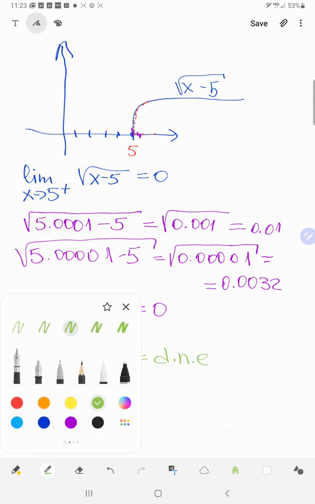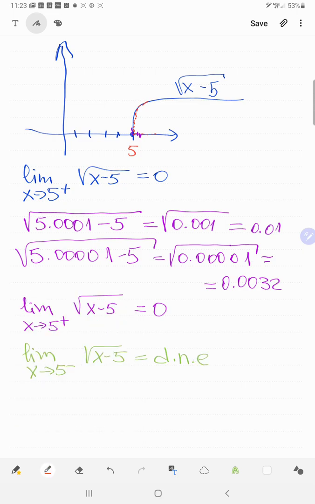And because those two are not equal to each other, the limit as x approaches 5 from both sides, so if we don't have any plus or minus subscript, does not exist either, because those two are not the same.